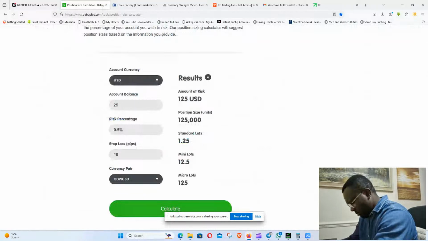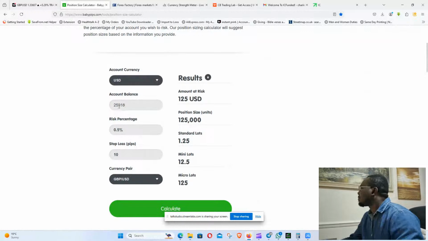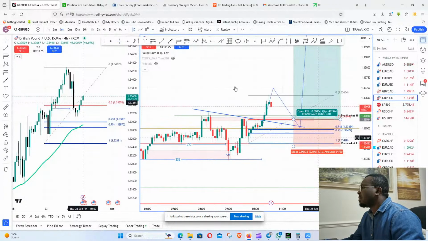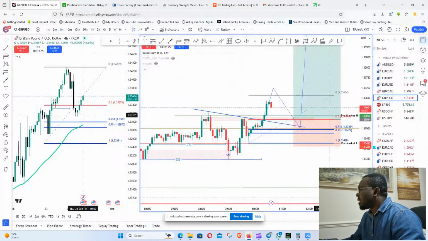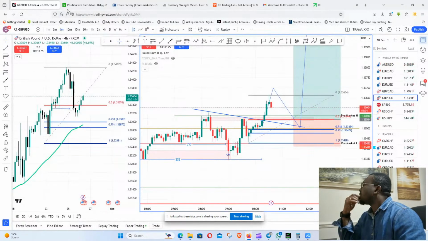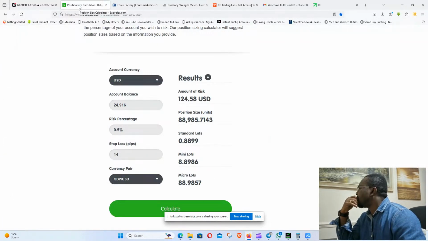25, 916. Oh, sorry, 24, 916. Then we have 15 pips to be precise. Let's see. Last 13 pips, so we'll make it 14 pips. Give it a break, 0.88. So that will be 0.88, 14 pips stop loss. So we're dividing into 3.